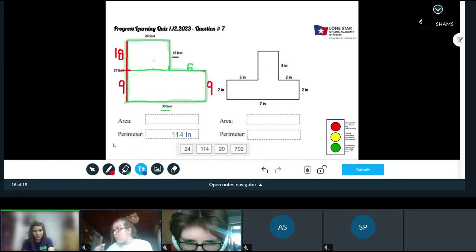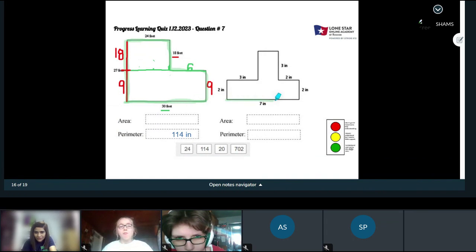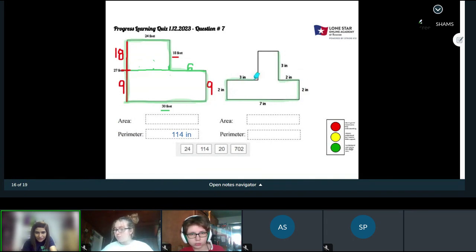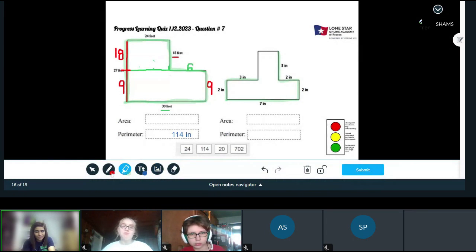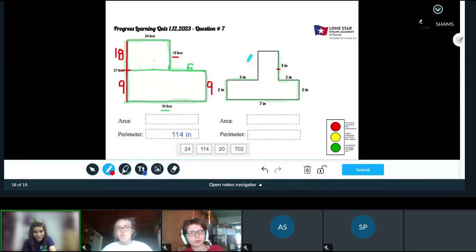Then I'm going to look at the perimeter of the other one, to see if there are some missing sides I will need. I know this is 7 plus 2 plus 2 plus 3. Then I know this is also plus 2 plus 3. Then there are some missing sides. Go ahead, figure it out. We will see how much those missing sides are. So this side, because this side is 3, I can say that this side is also 3.